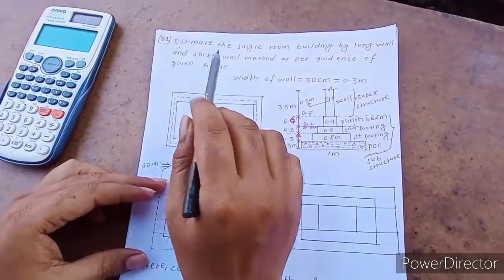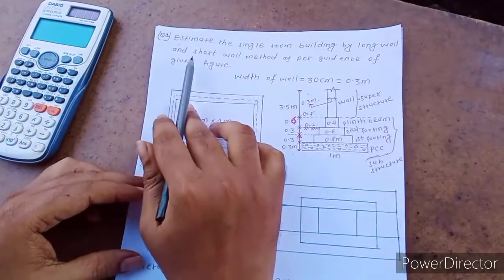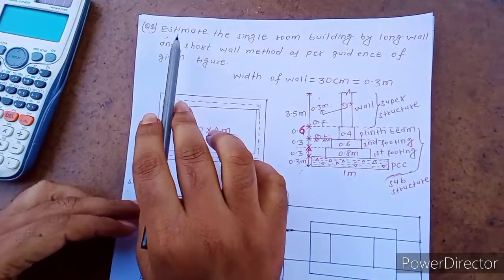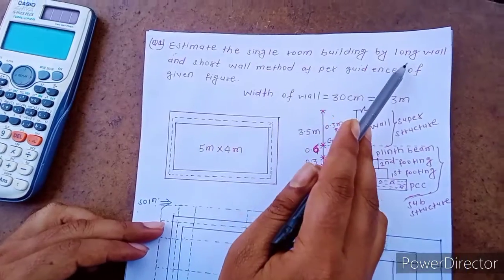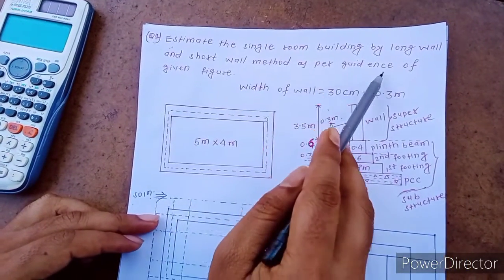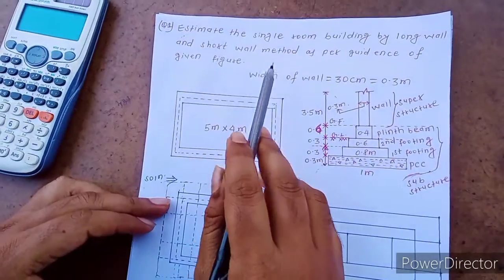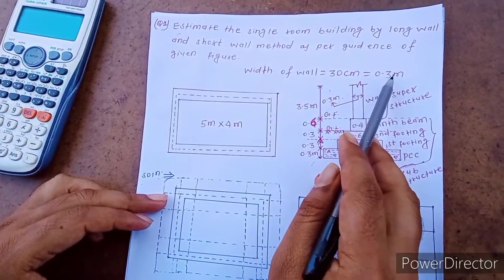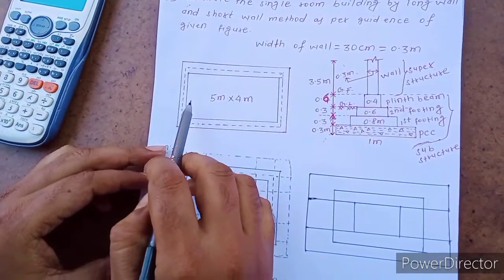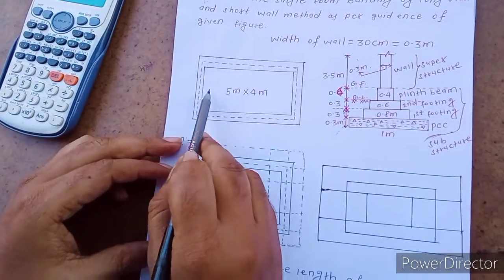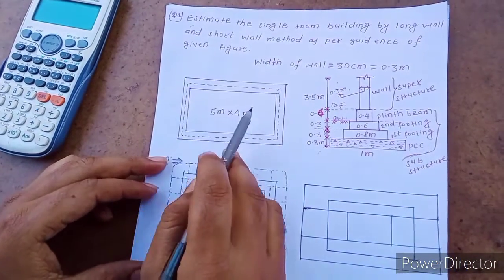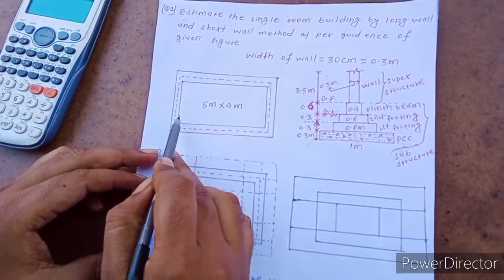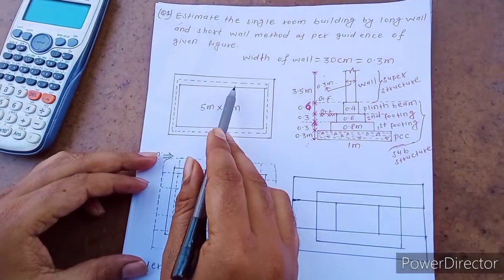About estimation of a single room building by the long wall and short wall method. This is the question: estimate the single room building by the long wall and short wall method as per the guidance of the given figure. Here the width of the wall is 30 centimeter, which is equal to 0.3 meter, and this is the figure of the question. For the single room building, the internal dimension of this room is 5 meter into 4 meter. So 5 meter is the x-axis and 4 meter is the y-axis.